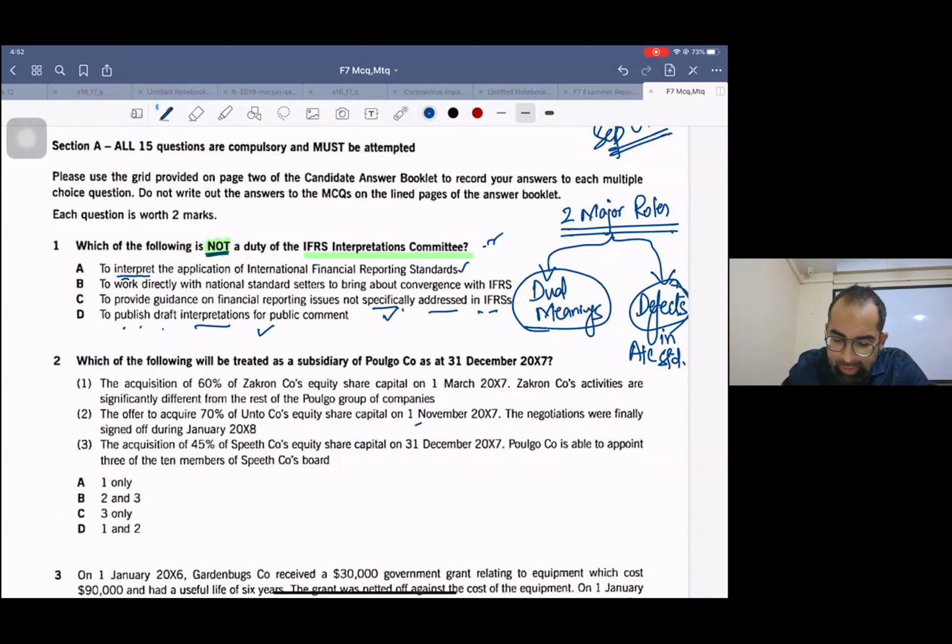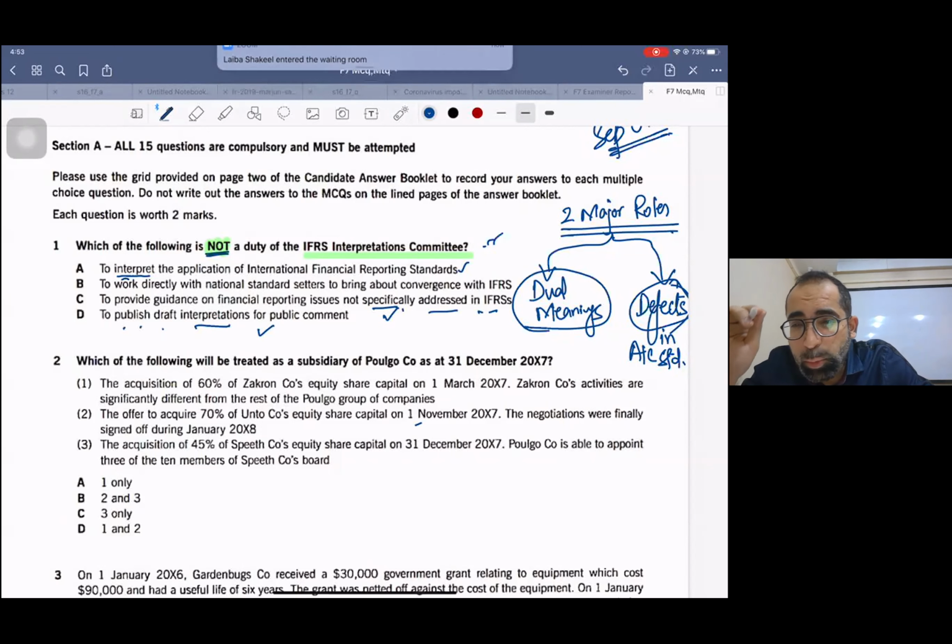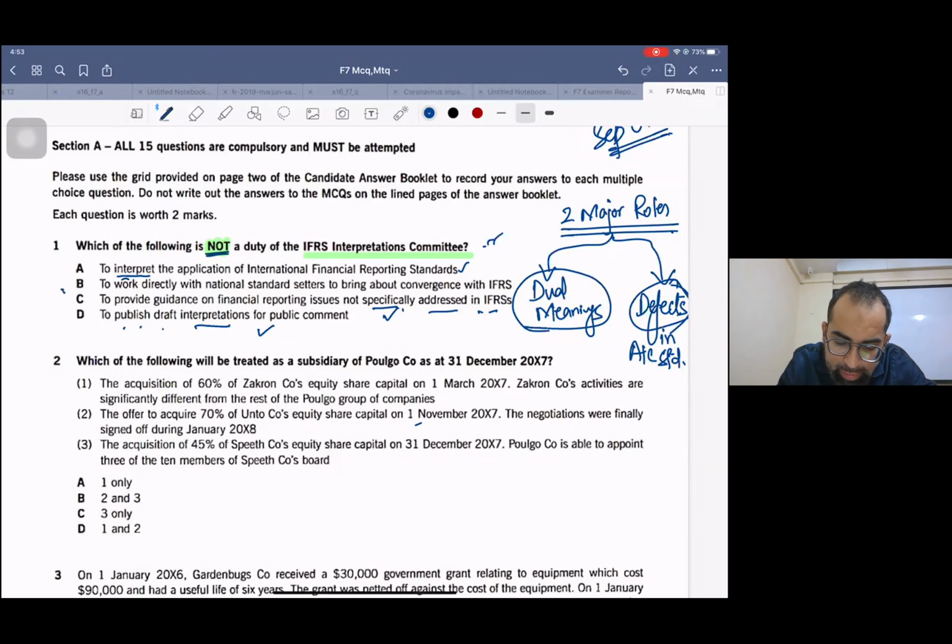Now read B. To work directly with national standard setters to bring about convergence. No. Listen, this thing is the role of the IFRS Foundation. If you read the book, this point B is the role of the IFRS Foundation. So our correct answer is B. They don't have to deal with the national standard setters of different countries; that's not their headache.